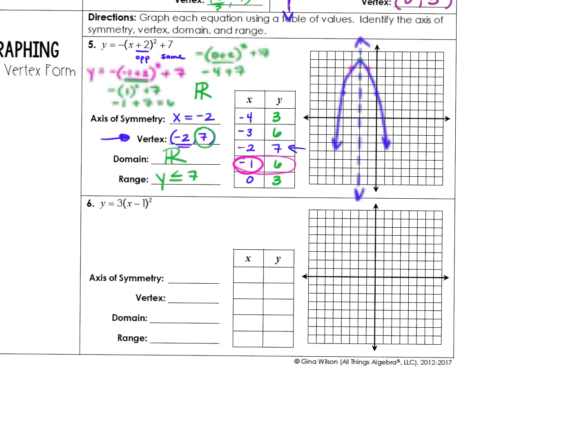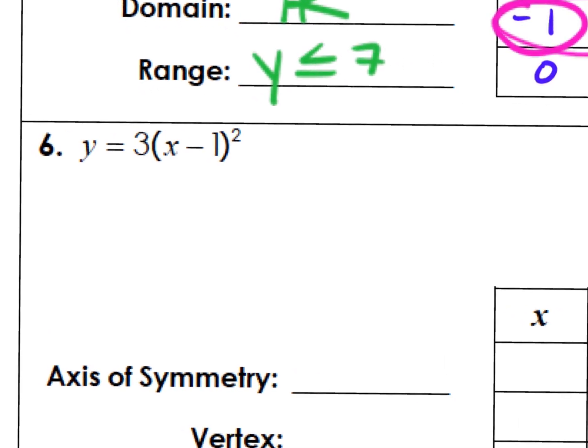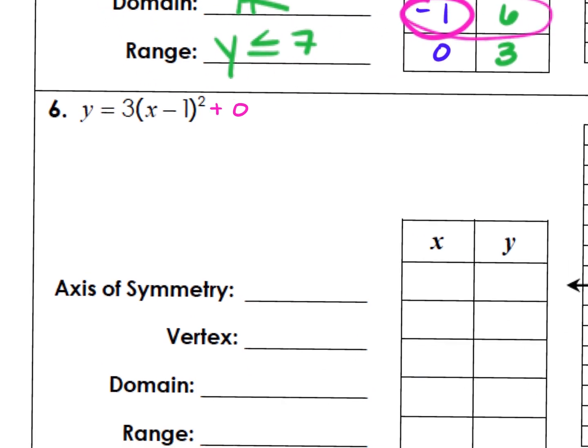Let's do one more, and then I have another little something to tell you about it all. Take a look at this vertex form. What's missing from vertex form here? The K. What are you adding to the end of this? 0. If there's nothing there, make it a 0. Okay? That means our vertex is what? Positive 1, 0.